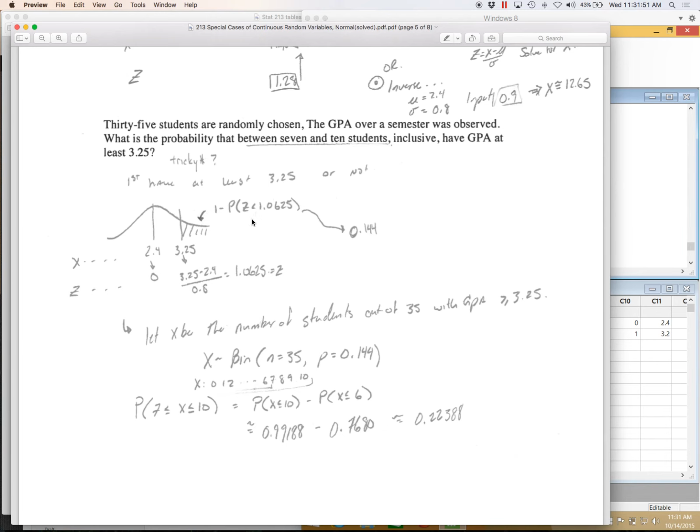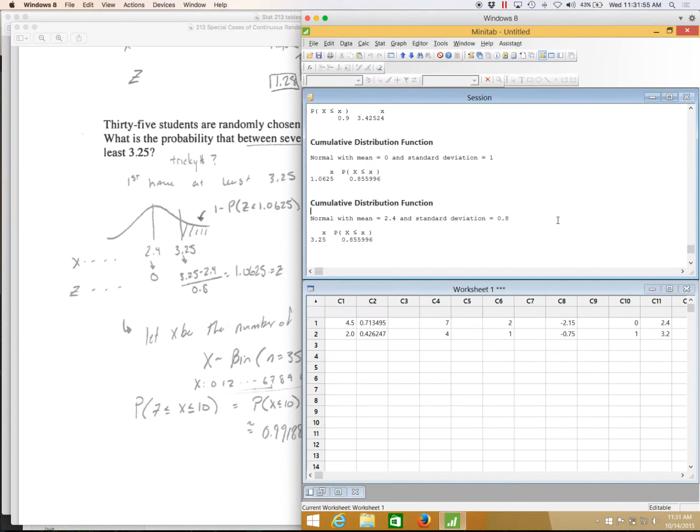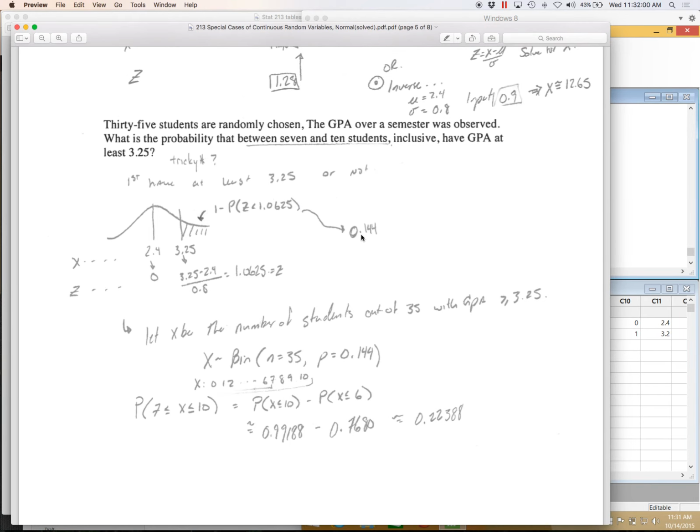So I do 1 subtract that, and I find the probability of this tail is 1 minus this, which I've estimated to be about 14.4%. That is just the probability of 1 student having a GPA larger than 3.25. Now we'll deal with the fact that we've got 35 students.